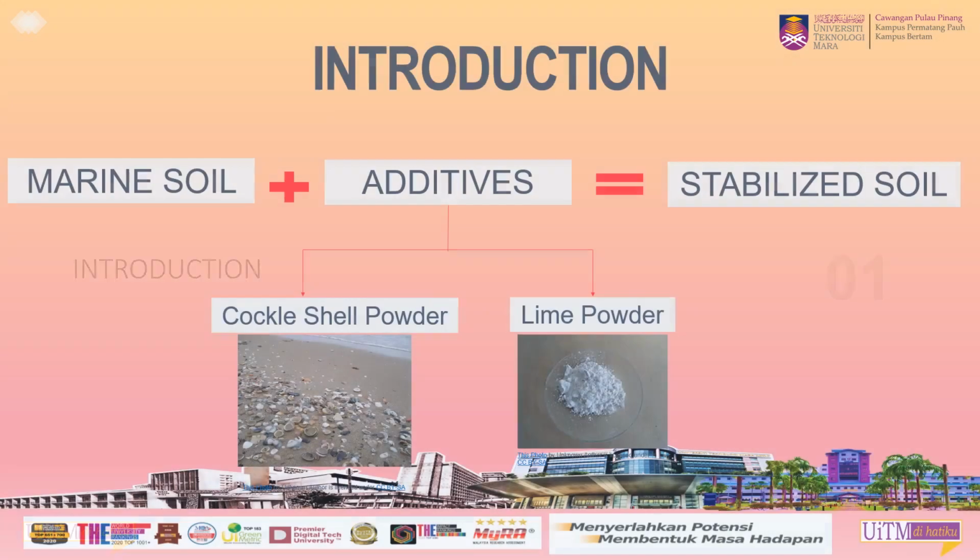Introduction. As you can see here, stabilized soil is a process where the original marine soil is added with an additive to increase the strength properties of the soil. For this case, the additives for stabilization are cockle shell powder and lime powder.